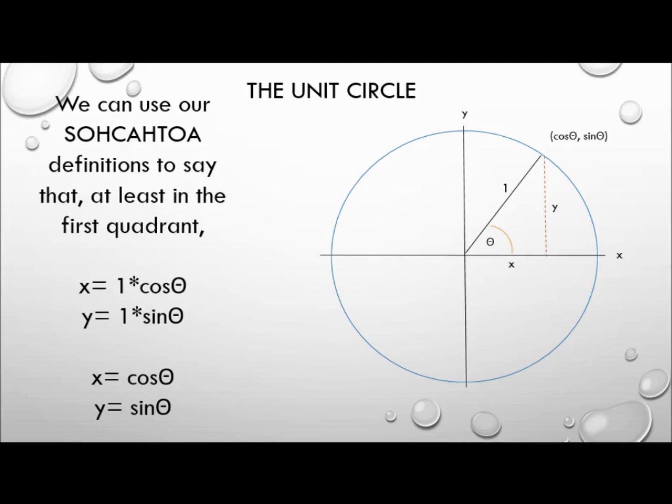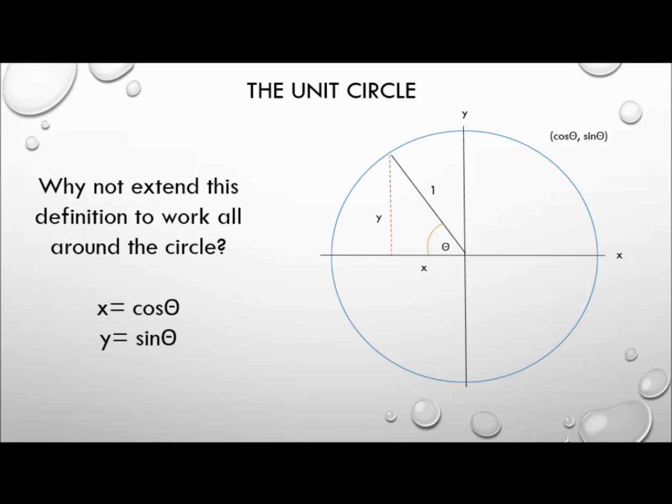We can now use our SOHCAHTOA definitions to say that, at least for the first quadrant, x is equal to 1 times the cosine of theta and y is equal to 1 times the sine of theta. But we know that 1 times anything is itself, so x would be the cosine of theta and y would be the sine of theta. So why not extend this definition to work all around the circle?